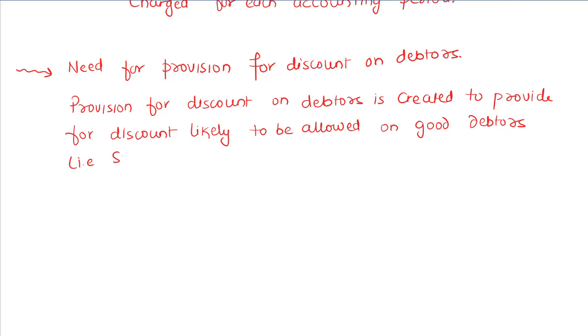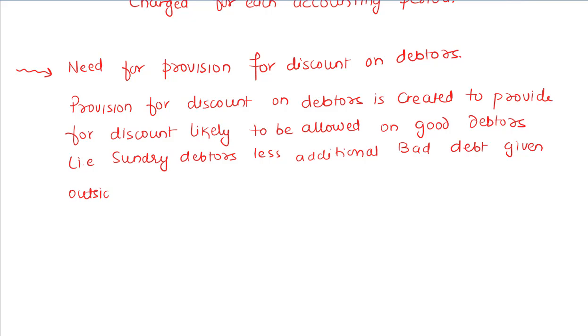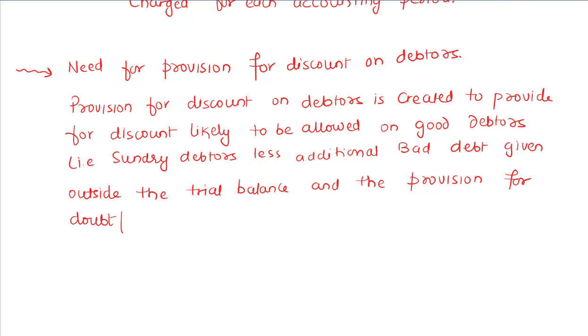That is sundry debtors less additional bad debt, given outside the trial balance, and the provision for doubtful debts. I believe you understood till here.